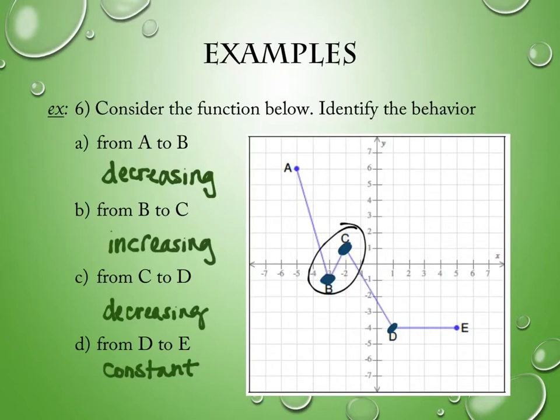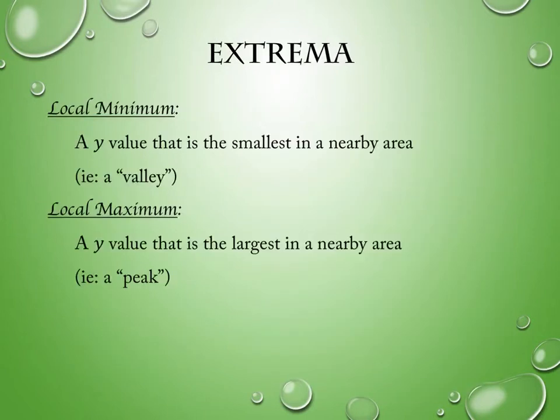These are what are called extrema. They're extreme points. And what that means is that in a nearby area, they're either the biggest, or in a nearby area, they are the smallest value. So these are actually called local maximums and local minimum values, because locally, nearby, they're the biggest or the smallest thing there is.